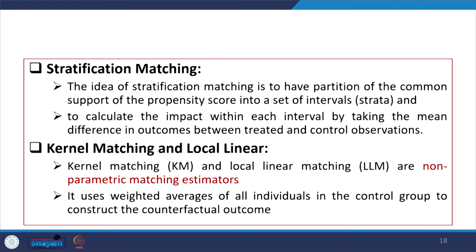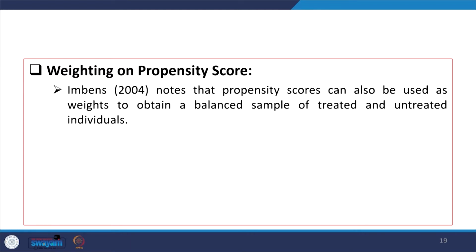The next one is called kernel matching and local linear. Kernel matching and local linear matching are non-parametric matching estimators, since they actually have no parameters estimated, so only comparison is made. It uses weighted averages of all individuals in the control group to construct the counterfactual outcomes.